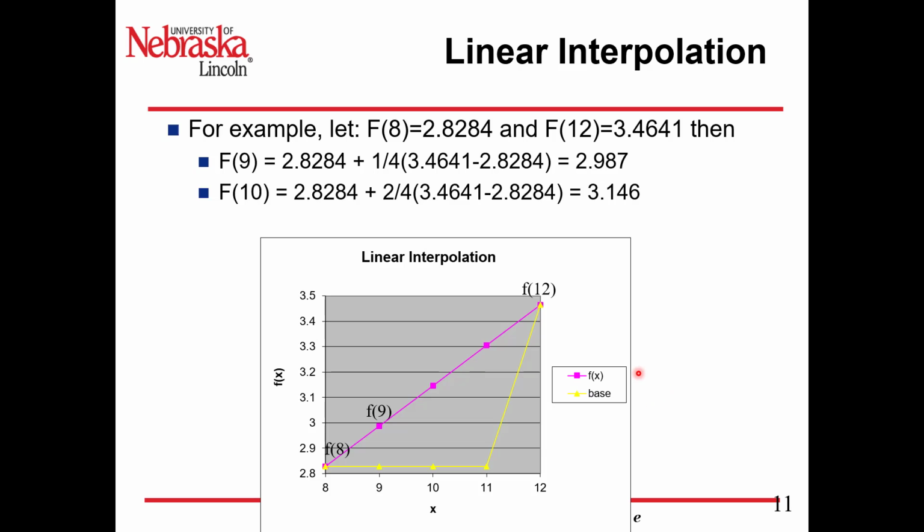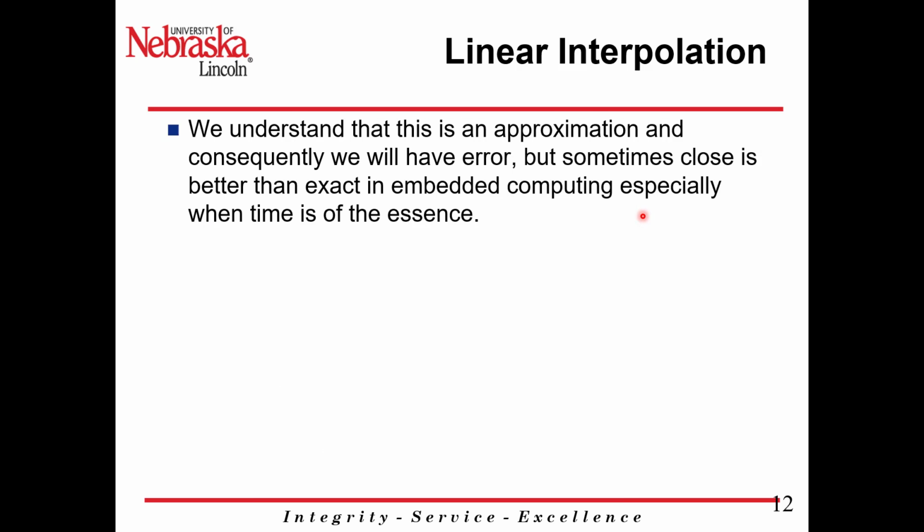For f of 10, you have your base value and 2/4 of the way up. Based on that difference, we calculate f of 10 to be 3.146. And f of 11, 3/4 of the way up, we're going to get 3.305. You understand this is an approximation, and consequently we'll have error. But sometimes close is better than exact in some embedded computing, especially when time is of the essence.